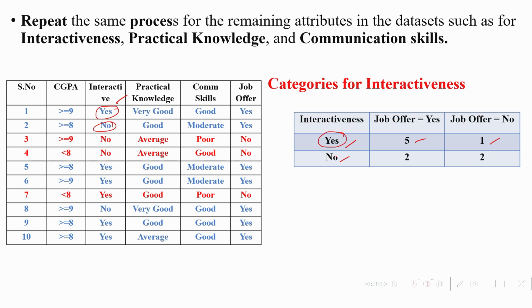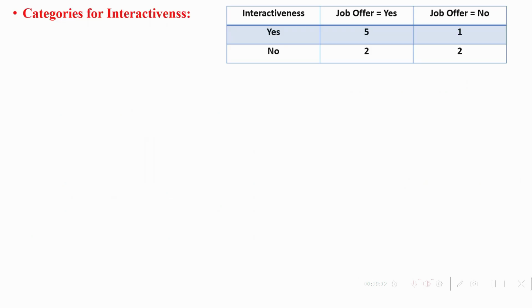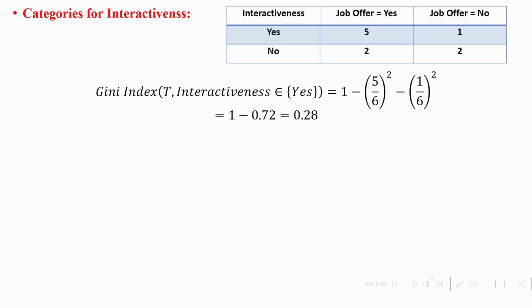If the interactive is no, then the number of job offers yes are 2 and the number of job offers no are 2. The total number of elements is 7 plus 3, that is equal to 10. So out of 10, 7 belong to the yes class and 3 belong to the no class. Now for interactiveness, we are going to find out the delta Gini value.